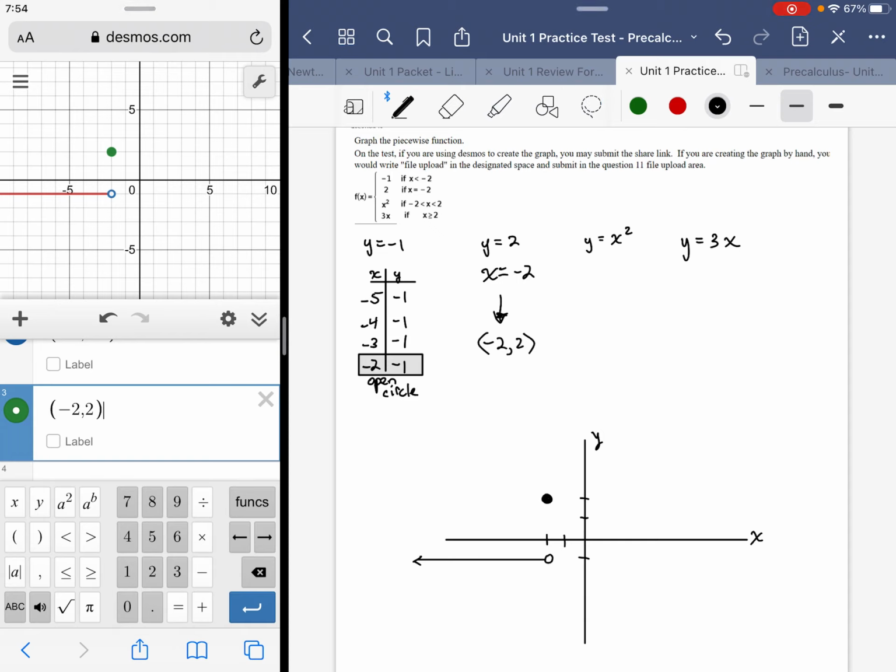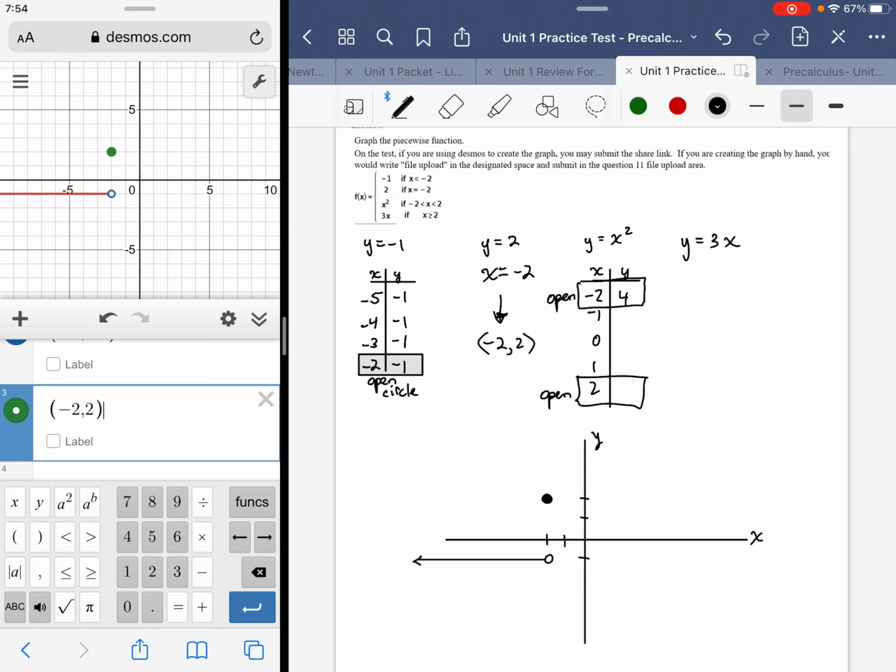All right. Y equals x squared. We're plotting that from negative 2 to 2. Open circles on both ends. Negative 2, negative 1, 0, 1, 2. So I need an open circle for each of these. This one and this one. All right, so open, open. And that's because it's less than in both cases.